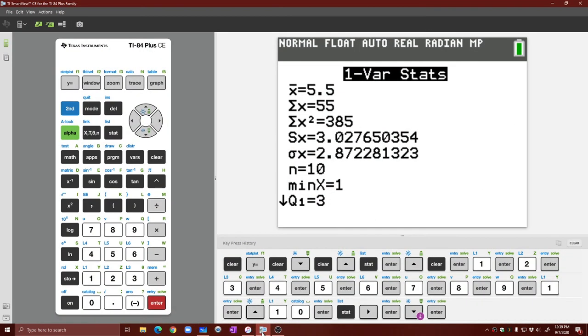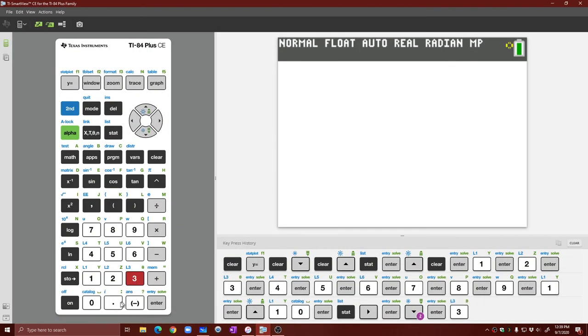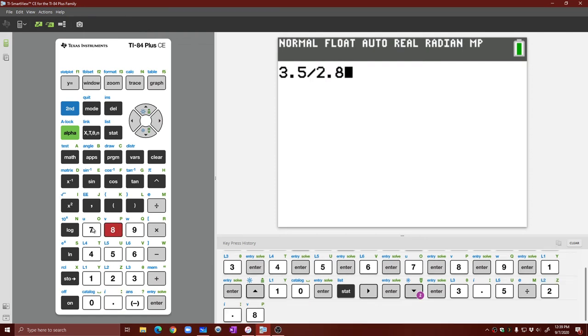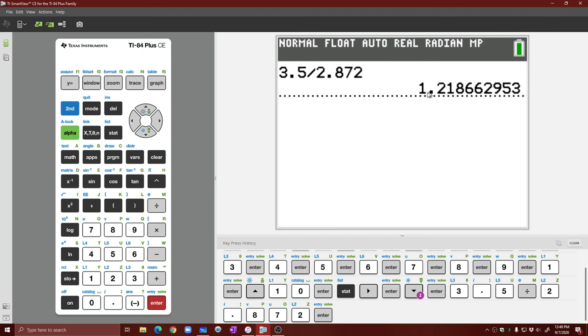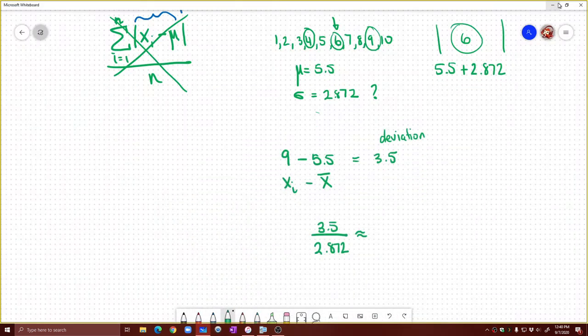We'll go back to my calculator here for a second. So I'm going to go 3.5 divided by 2.872. I now get this number, 1.21, and I'm going to round it off, so 1.219. Okay, so 1.219. So what does this number mean?